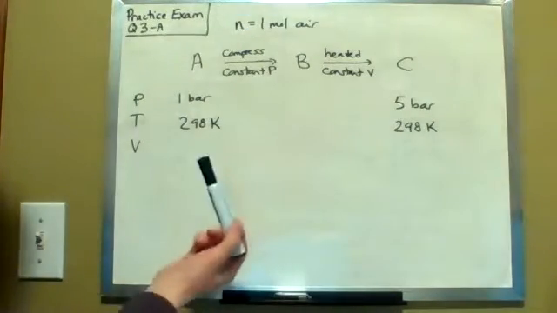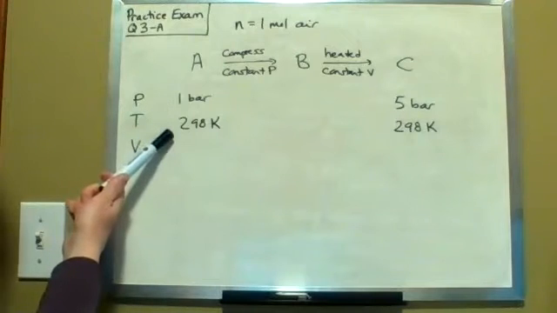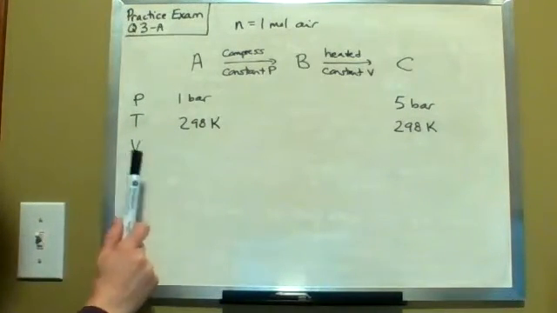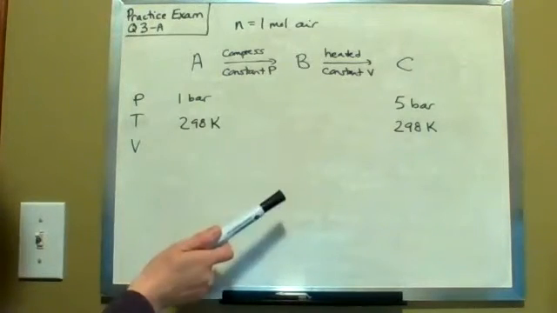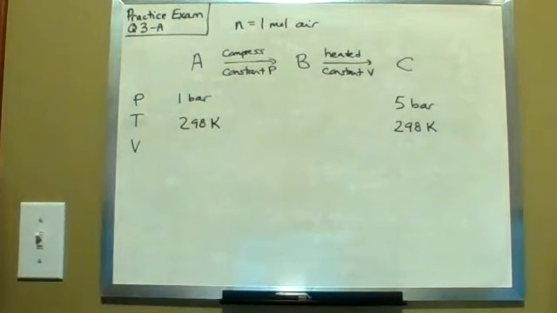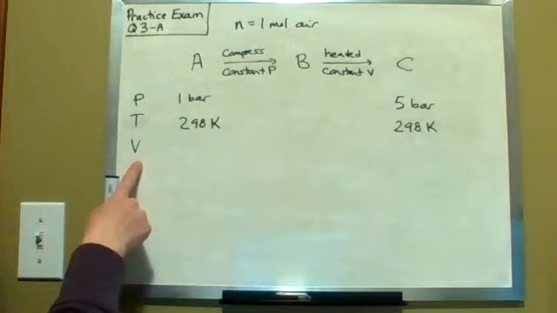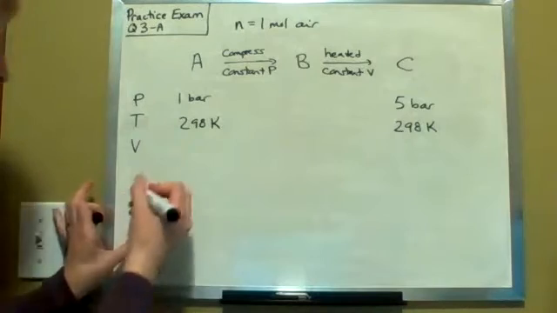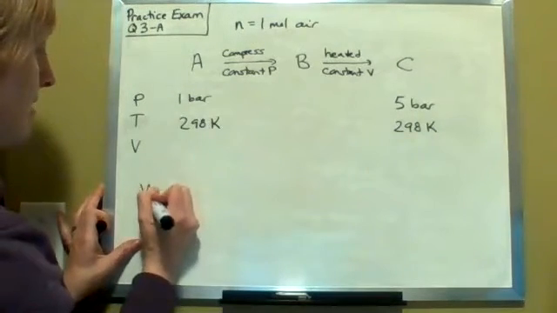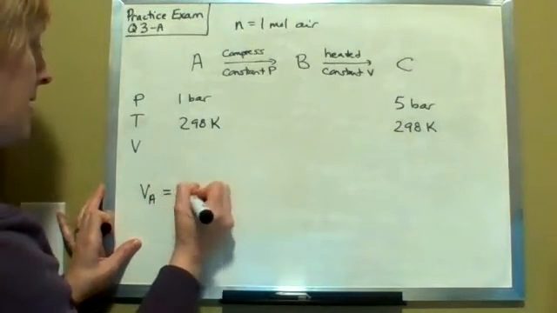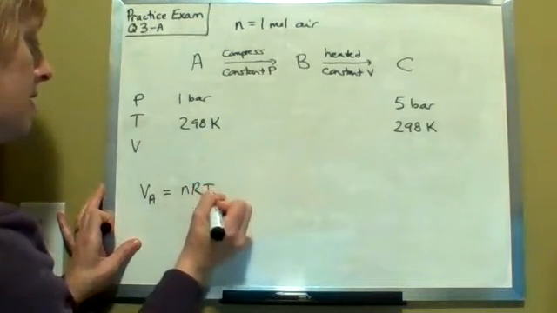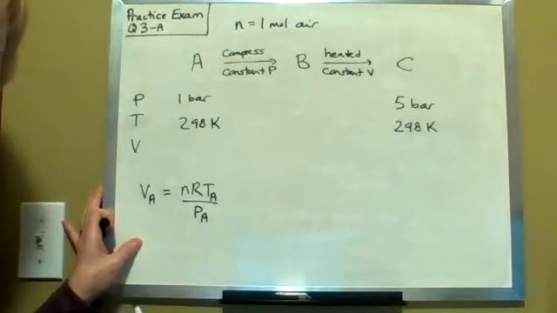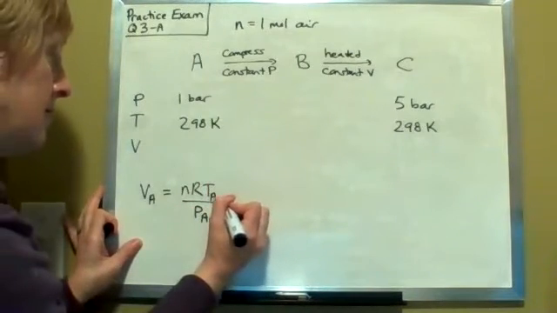For A and C, you have the pressure and the temperature. That's all you have though. But to figure out how to get the rest of these variables in each case, the first thing you get is the volume for A and C, just using the ideal gas law. So if we're going to go for VA, it's going to be nRTA over PA.